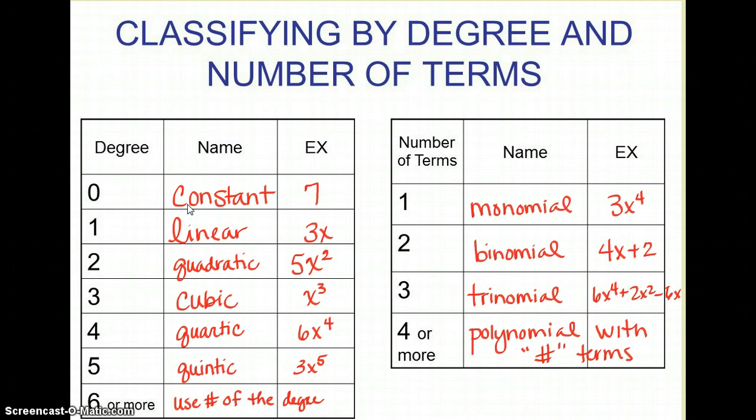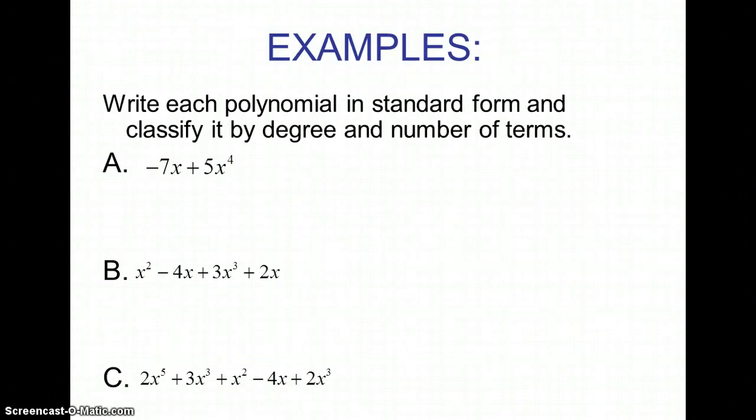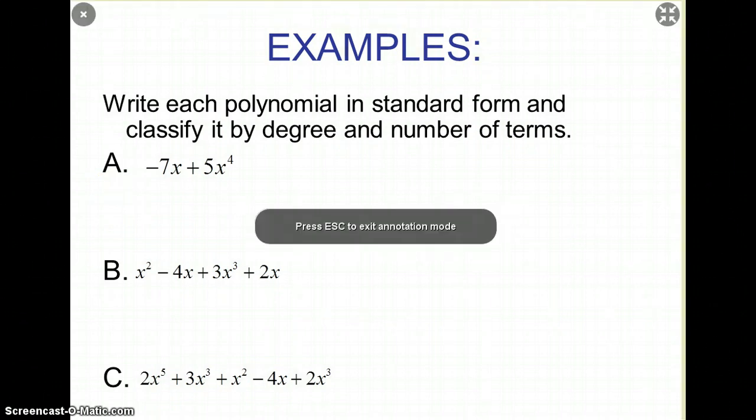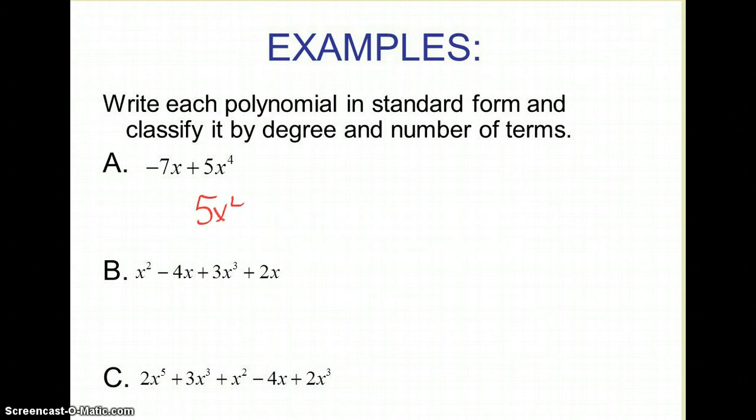All right, so let's take a look at a couple of examples here. So for my examples, I am going to go ahead and put these in standard form, and then I'm going to decide how to name it by degree and number of terms. So for A here, I'm going to end up with negative 7x plus 5x to the fourth. In standard form, that's going to look like this. Largest degree first, 5x to the fourth minus 7x. So there's my standard form. Pretty simple on that one. Now to name it, the largest degree is 4th degree. So I'm going to call that quartic. And it only has 2 terms in it, right? You've got 5x to the fourth and you've got negative 7x. Those are my 2 terms. So that's going to be called a binomial.